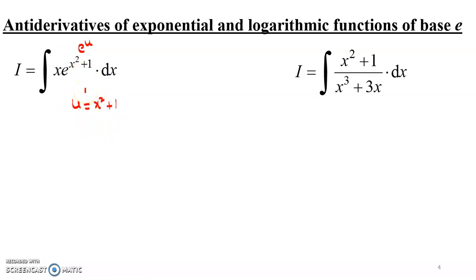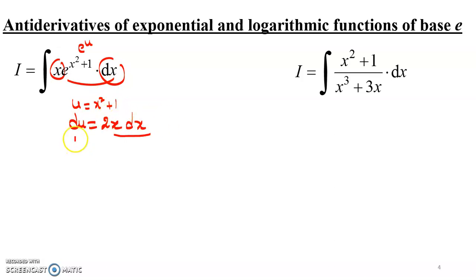Now, in order for the substitution method to actually work, I need the derivative of u to be present in the integral. So over here, by differentiating u, the derivative of x squared is 2x. The derivative of 1 is 0, so that would leave me with du equals 2x times dx. So looking at the integral, I've noticed that in the integral I have x times dx. I do not have 2x times dx, and that's okay when the difference is just a constant.